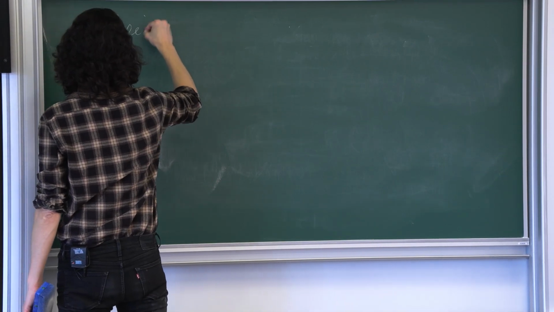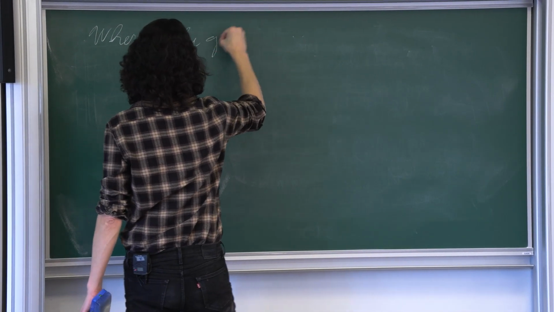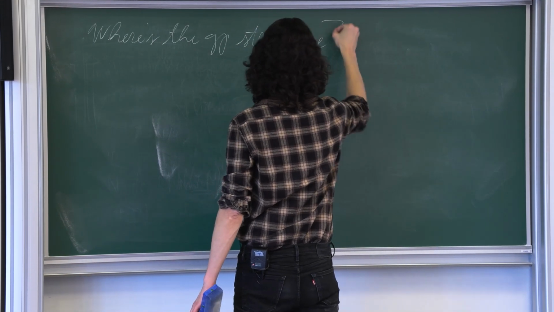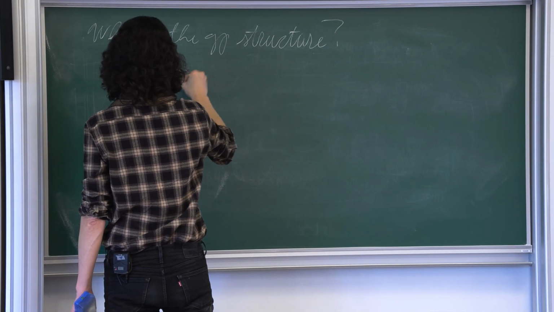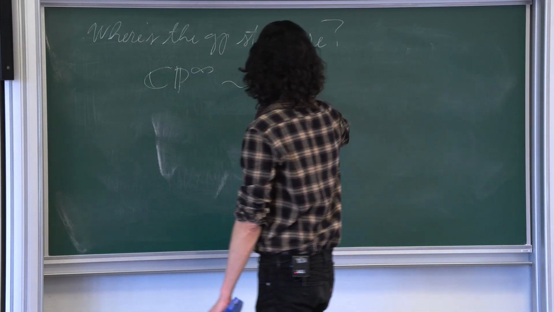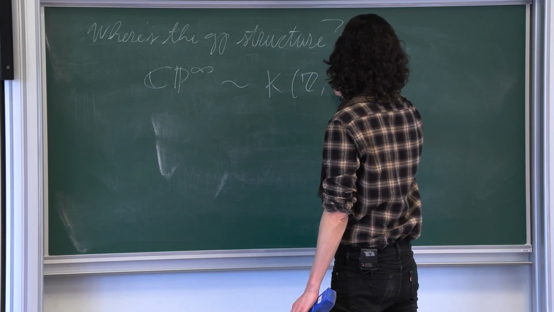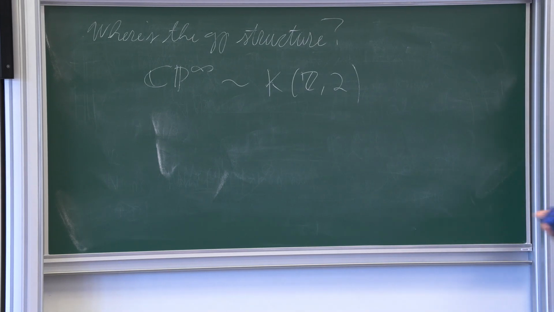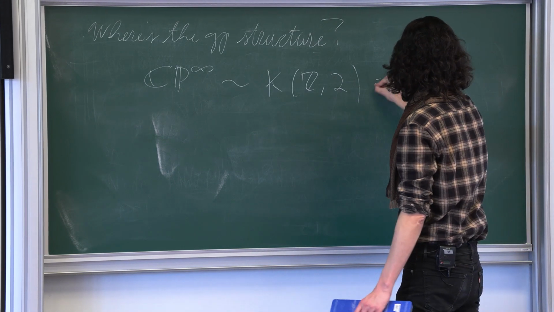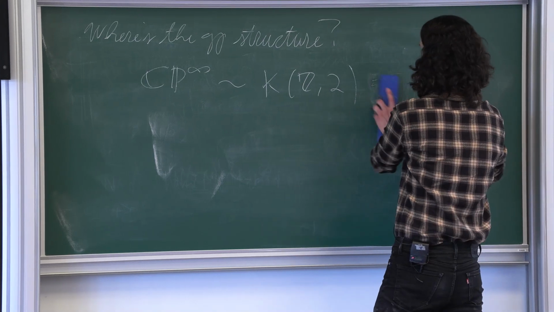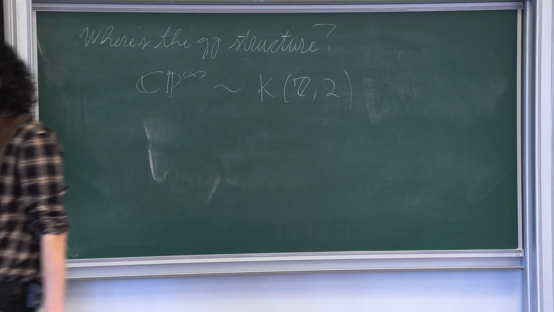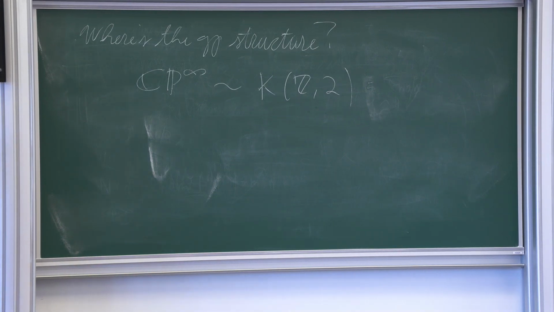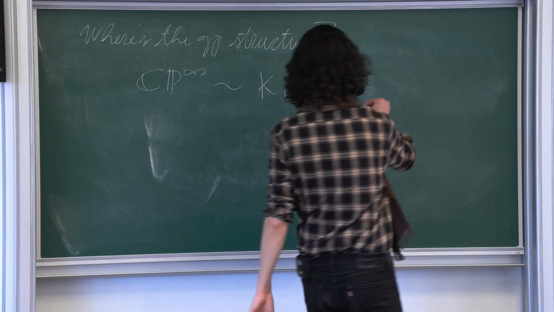Where is the group structure? Well, it comes from the fact that this CP infinity has another interpretation up to homotopy. It's K(Z,2), an Eilenberg-MacLane space in this case. So it's the space that classifies degree 2 integral cohomology, and this has an abelian group structure.